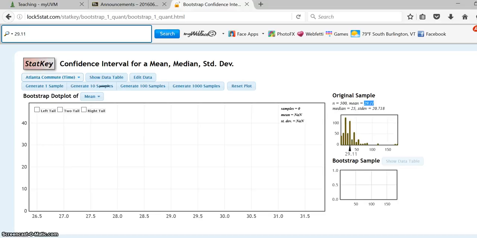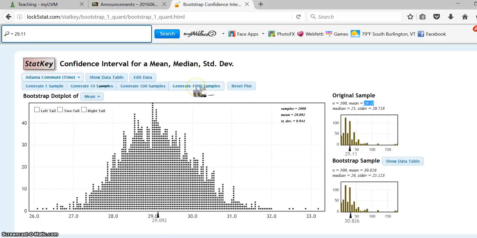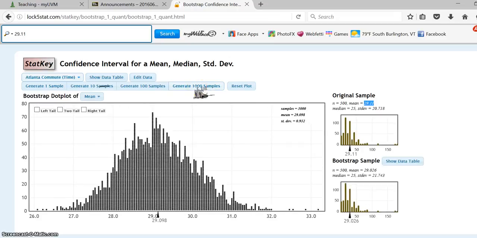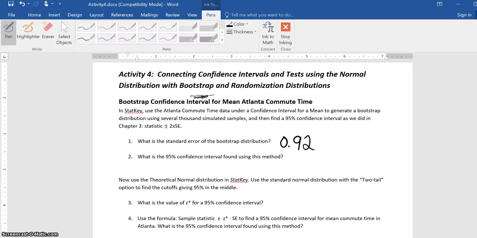Now I'm also going to need the standard error, and the way that I'm going to get that is by simulating the bootstrap distribution. So I'm going to generate 5,000 samples. And now the standard deviation of this bootstrap distribution, which I find here, is 0.920. That's our standard error. Okay, so our standard error is 0.92.